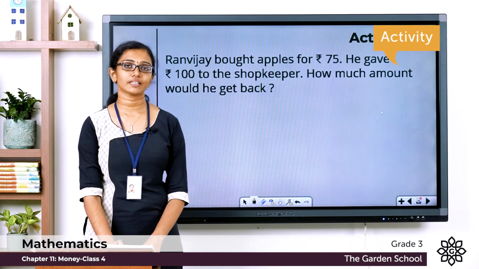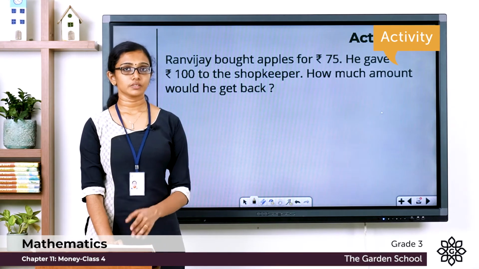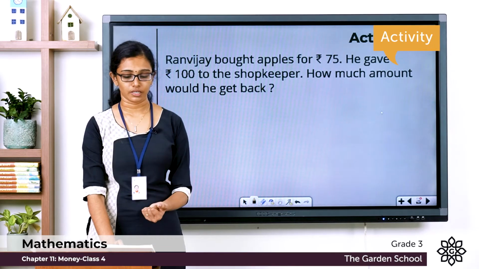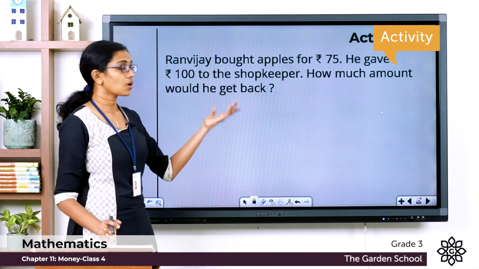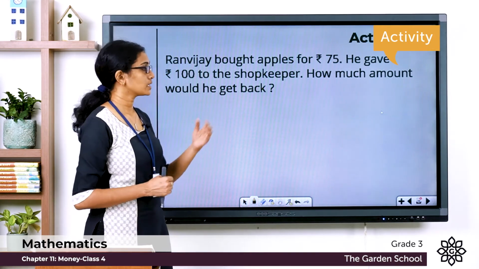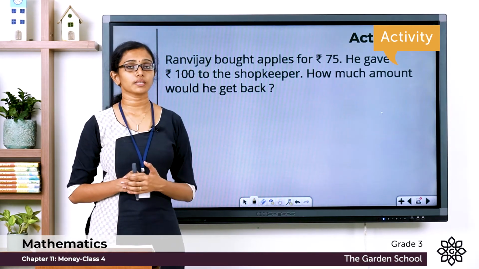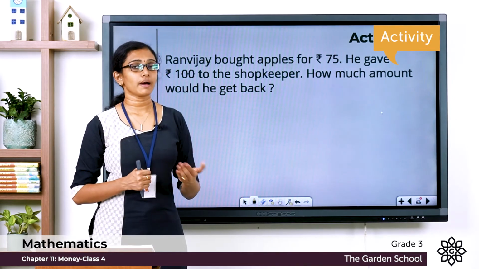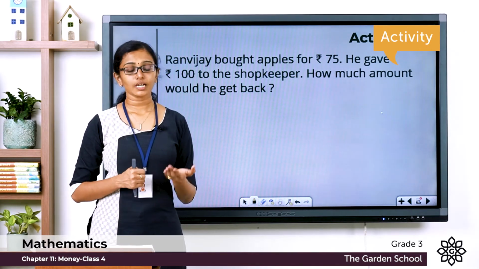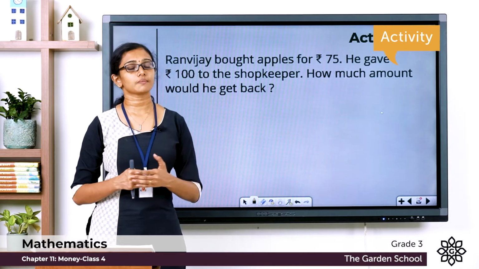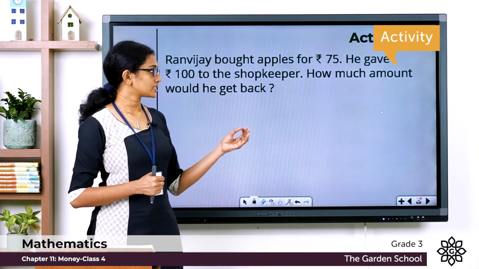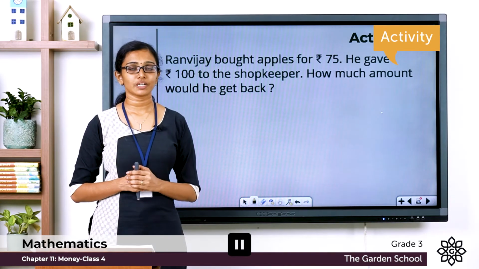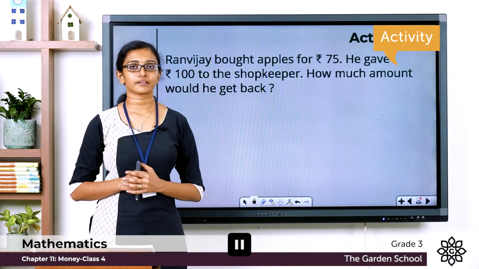So what is mentioned in the question? The cost of apples is given and the amount he gave to the shopkeeper is also given. The apples cost him only rupees 75, but he had 100 rupees with him, which he gave to the shopkeeper. So he should get some amount back as balance, right? You are asked to find out the amount he would get back. So you write proper steps and work out this question in your notebook now as an activity. Please pause this video, finish the activity and come back.